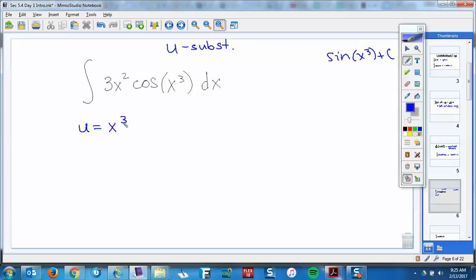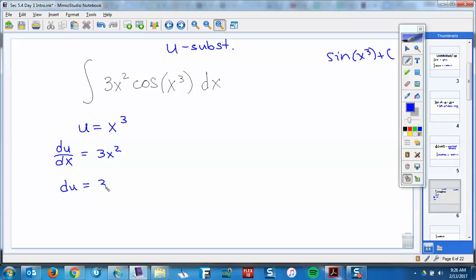Now, we're going to do the derivative of U, but I'm going to write it this way. I'm going to write du over dx. That's U prime, right? Derivative of U is U prime, but I'm going to use this notation. du over dx, and what's that? 3x squared.